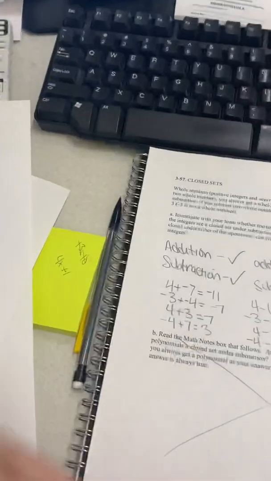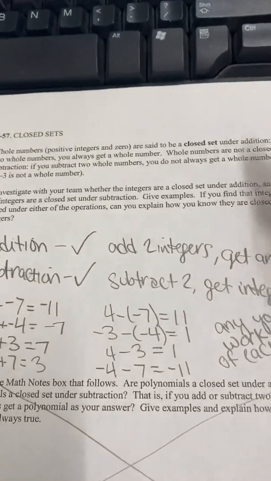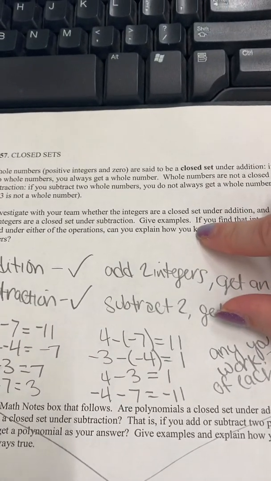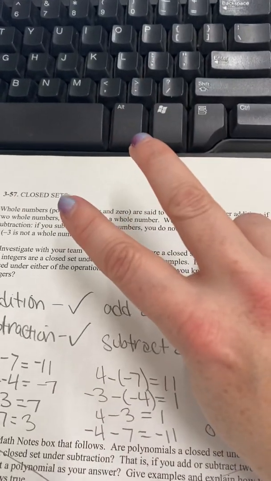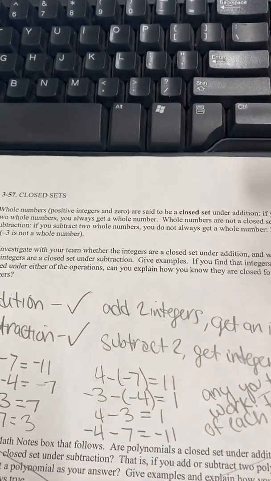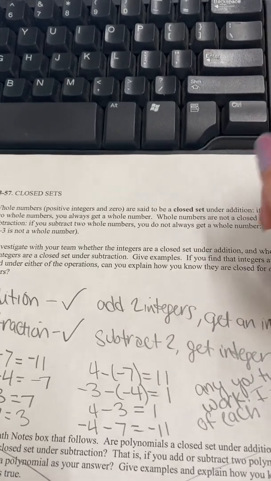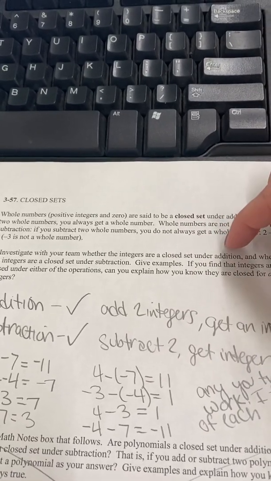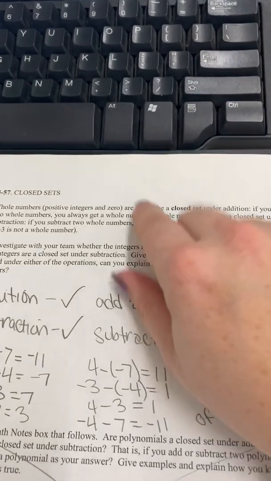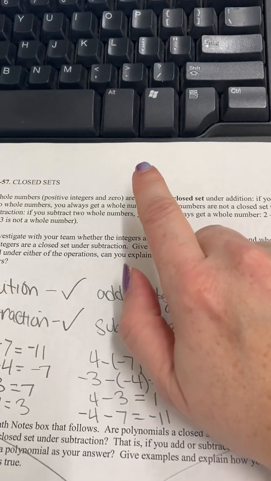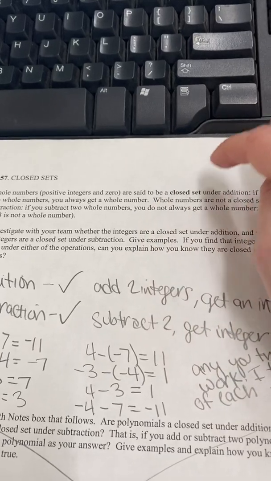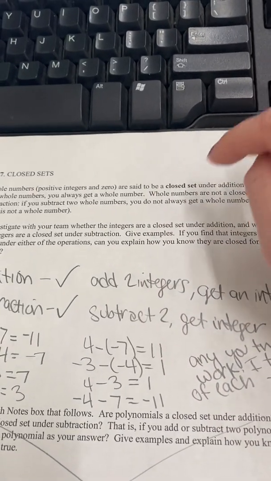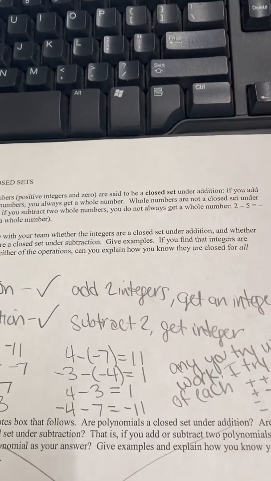And finally, talking about closed sets, if you read all of this, basically what it says, like whole numbers are closed sets under addition, because if you add 2 whole numbers, you get a whole number answer, like 3 plus 5 is 8. Subtraction is not closed with whole numbers, because if I took 5 minus 3, I get 2, which is a whole number. But if I take 3 minus 5, I get negative 2. Negative 2 is not a whole number because it's negative.